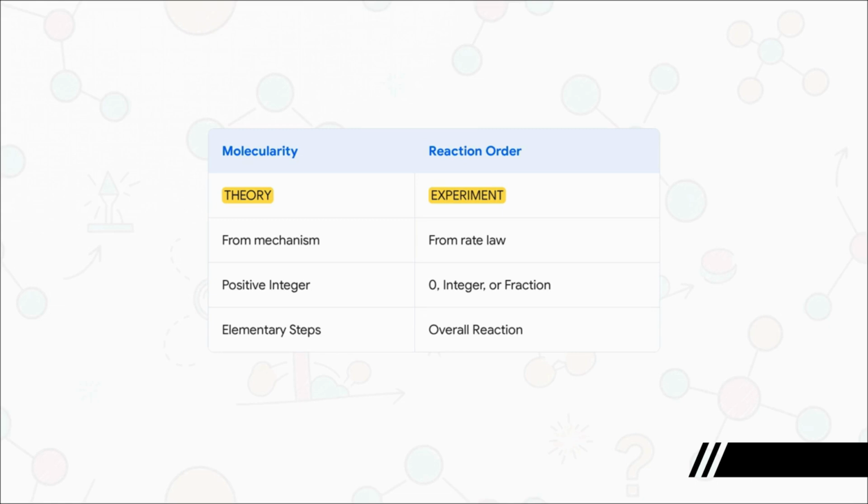Molecularity is always a nice, clean, positive integer. But order can be anything. It can be 0, it can be a whole number, it can even be a fraction. And here's the clincher. Molecularity is for one tiny elementary step, while order describes the whole shebang, the overall reaction.